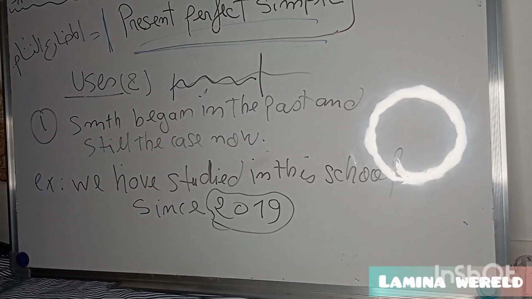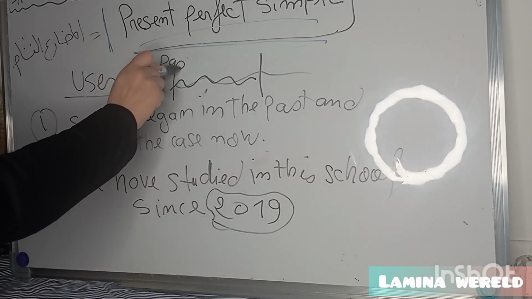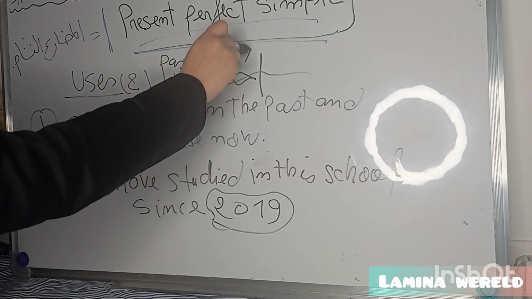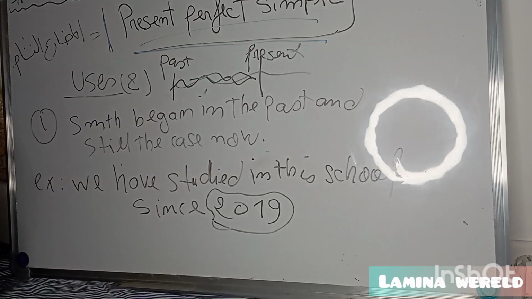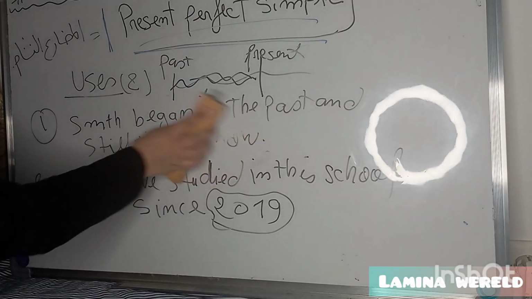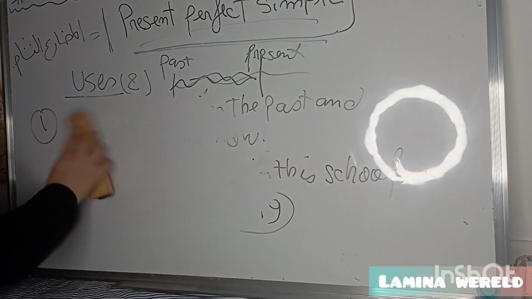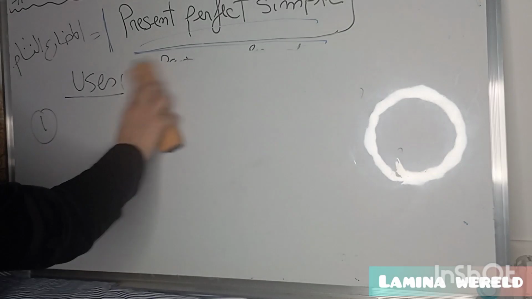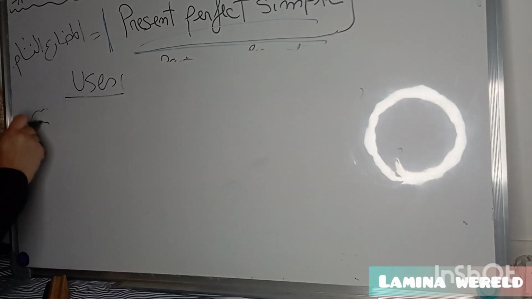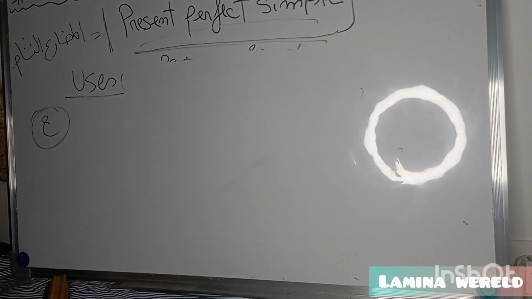Something began in the past and still the case in the present. So this is the first use of present perfect simple. Let's move to the second use.